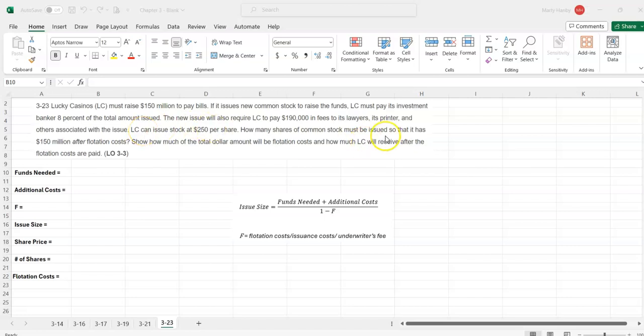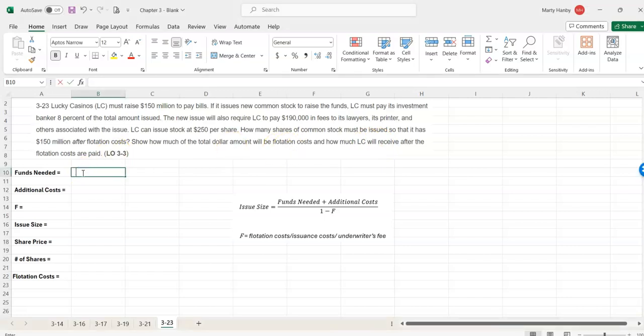How many shares of common stock must be issued so that it has $150 million after flotation costs? Show the total, how much the total dollar amount will be flotation costs, and how much LC will receive after the flotation costs are paid.